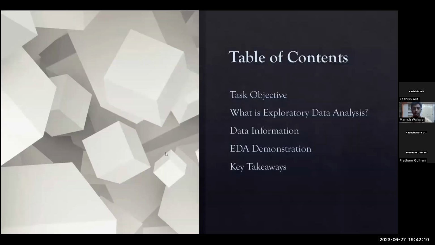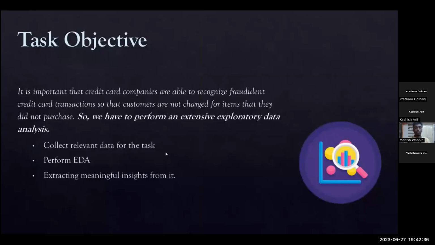The task objective: we'll understand what the task objective was. Then we'll understand what exactly exploratory data analysis is, then the data information, then we'll go to the EDA demonstration, and lastly, the key takeaways. This presentation will be lighter, and more focus will be on the EDA demonstration. So let's understand what the actual task objective was.